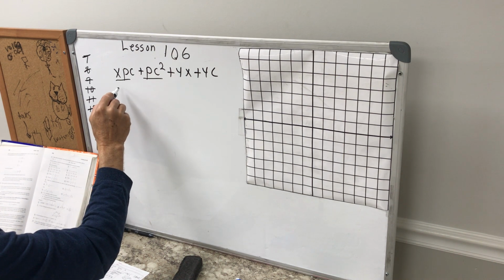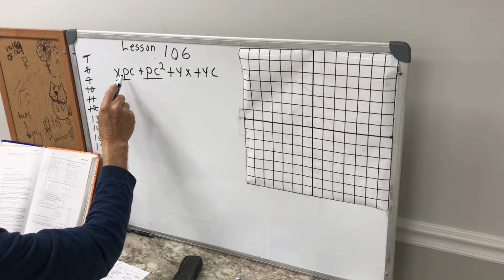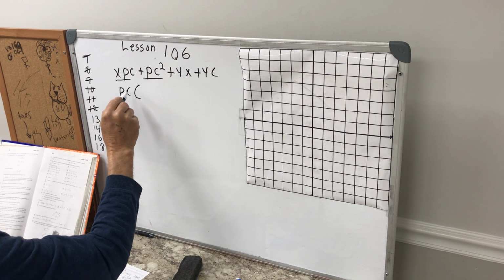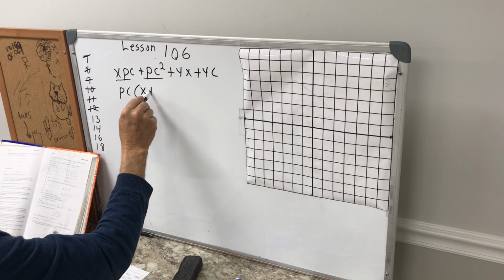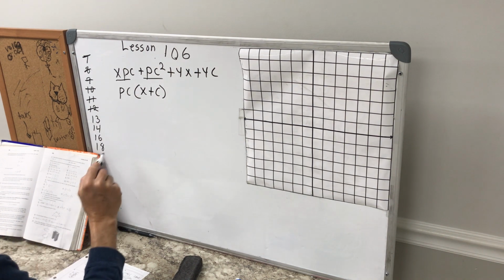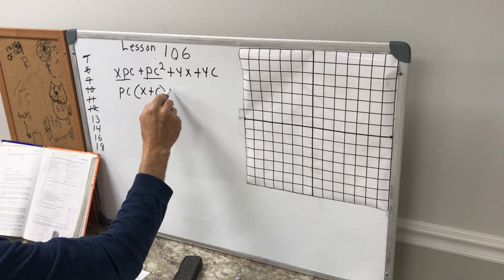Let's try this. What would we factor out? We can factor out a P and a C. PC, we end up with X plus, we have another C left over, is that correct? We just did one of the C's. Okay, now let's try this one.